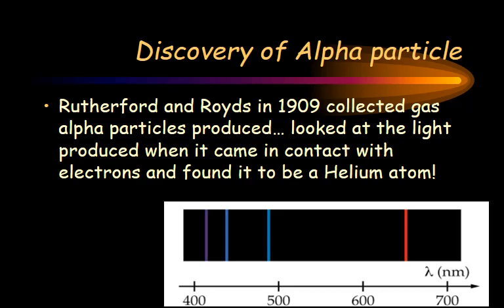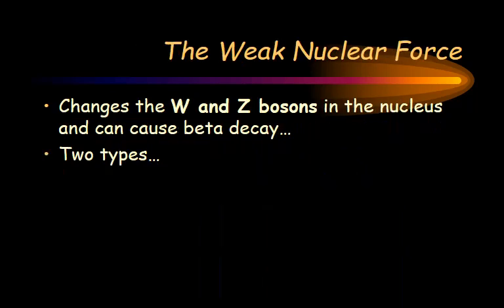So for the discovery of the alpha particle, Rutherford and Royds in 1909 collected gas samples of alpha particles produced, and then looked at the light produced when they came in contact with electrons, and discovered it was helium nuclei that was actually shooting out. When coming in contact with electrons, they become neutral atoms, and then as those atoms get excited, the electrons will go to the outer energy levels, drop down, and shoot out photons of light. And so we have very, very specific photons of light that are produced.